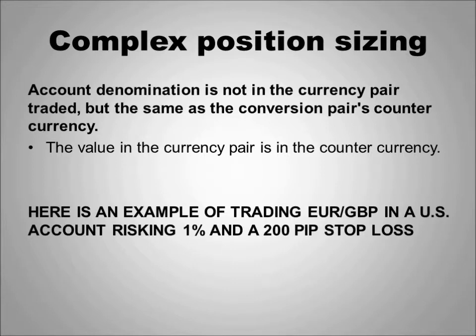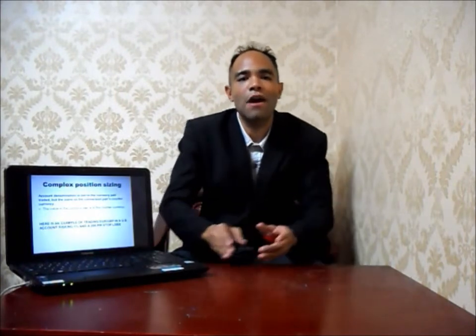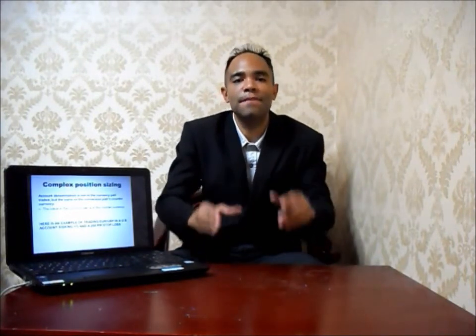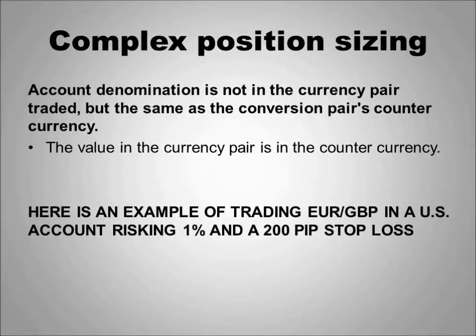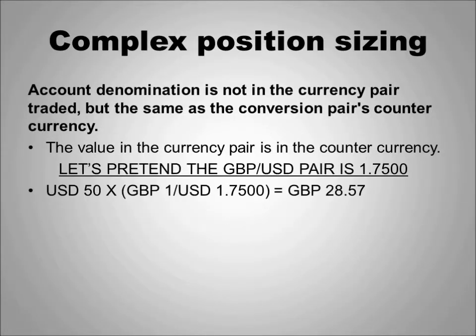So let's say we wanted to trade the euro pound pair. How do we measure the value of the position that we open on the euro pound pair if we're trading in US dollars? And how do we calculate how much 1% of that position is worth? Okay? So let's see how we do that.